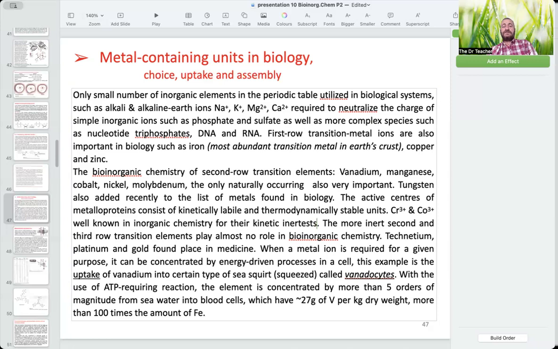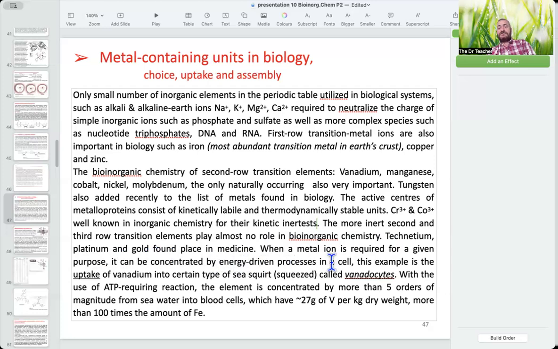Okay, so the more inert second and third row transition elements play almost no role in bioinorganic chemistry. Technetium, platinum, and gold have found a place in medicine.